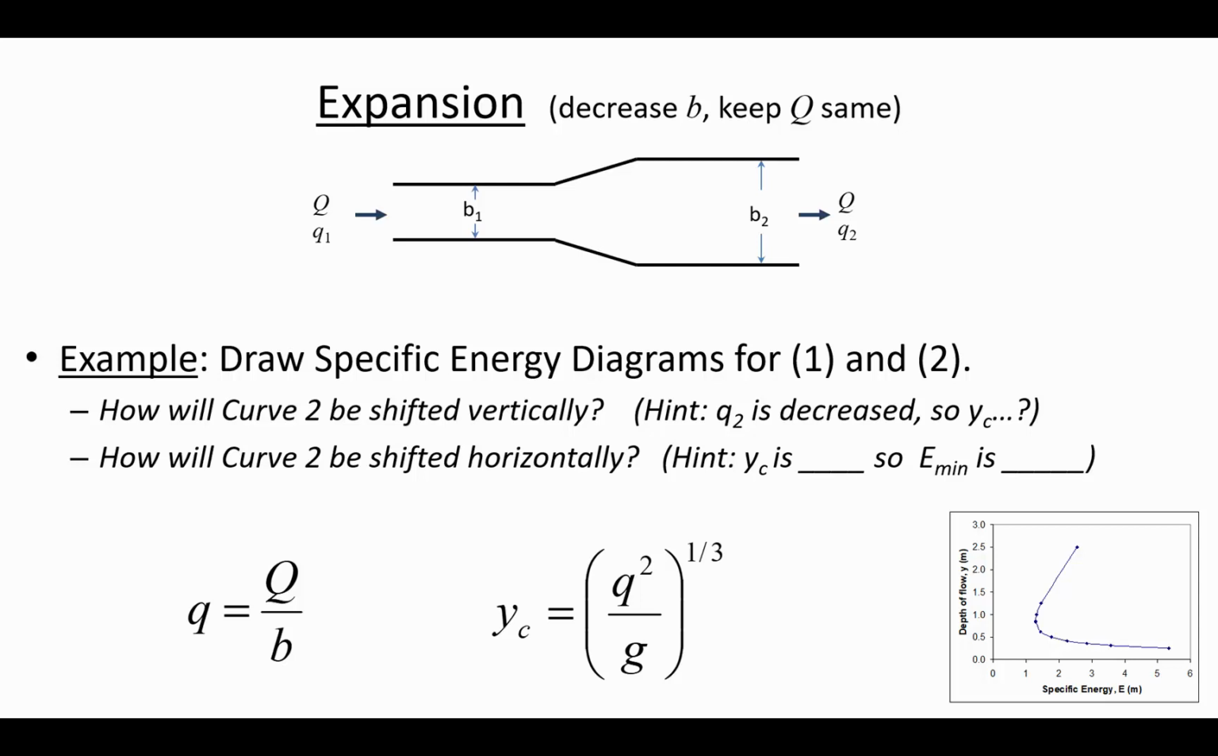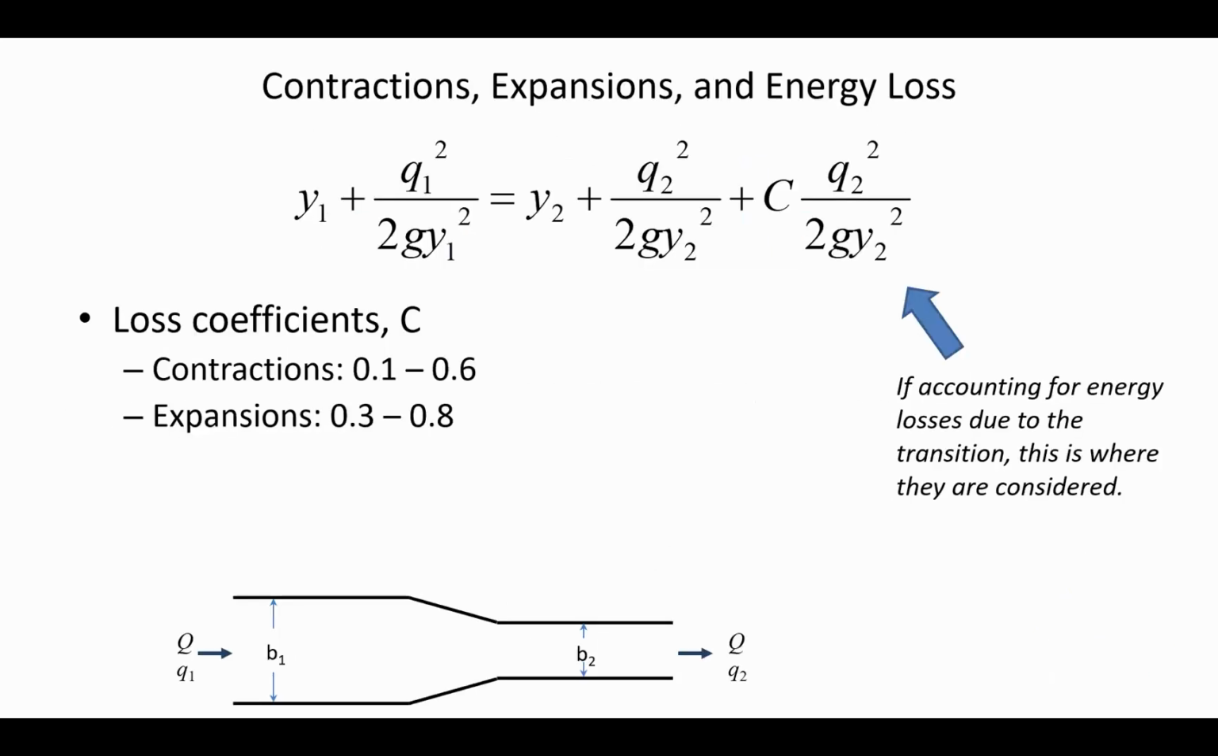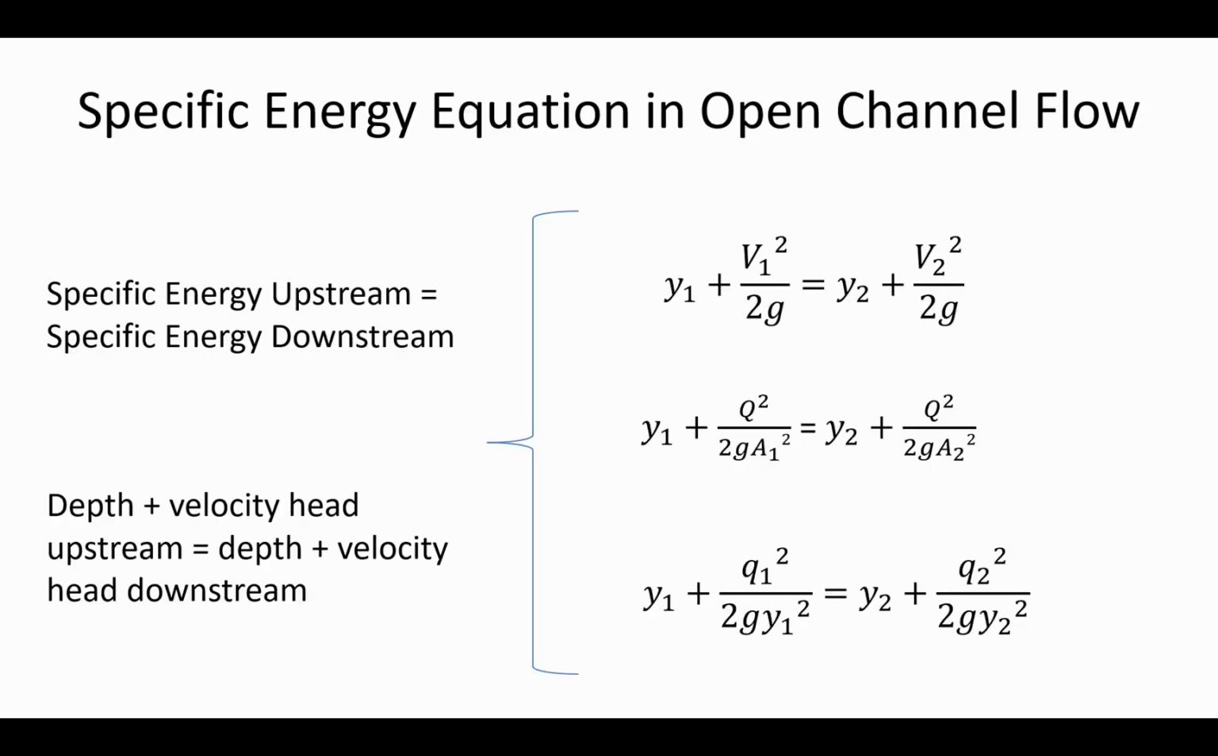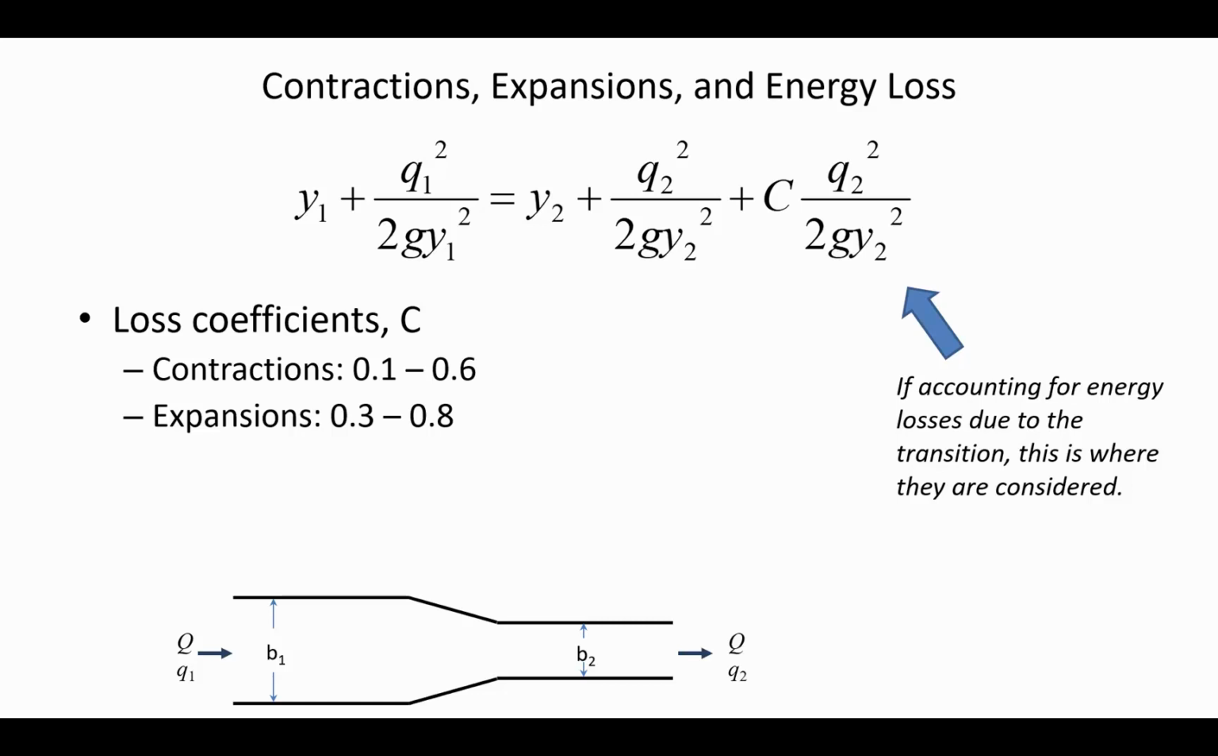And we could use a graphical approach to find out what's the new flow depth. All right. Sometimes we account for energy losses during a transition like this. In this version of the energy equation, this is assuming that there's no energy loss in the transition. But sometimes we do want to account for it, and when we want to account for it, you'll notice that it's on the right-hand side of the equation.